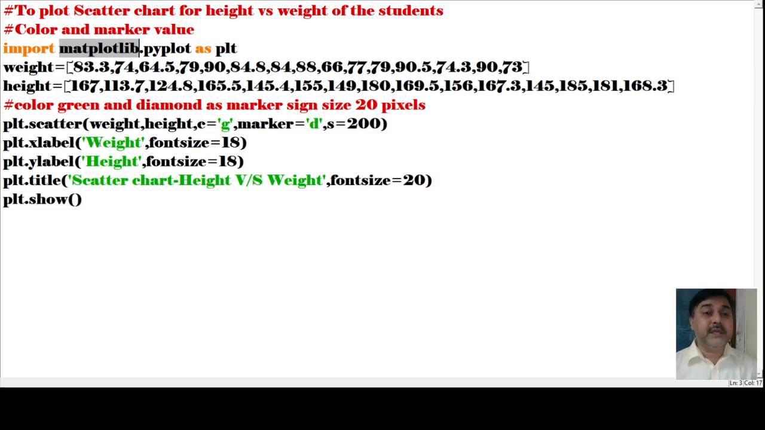For the x label, weight, you have seen that previously I gave the font size. Now here also I have implemented the font size as 18, and next, the y label, height, is also given a font size of 18. There you can see the scatter chart title, height, has been given, and here the font size has been mentioned as 20.